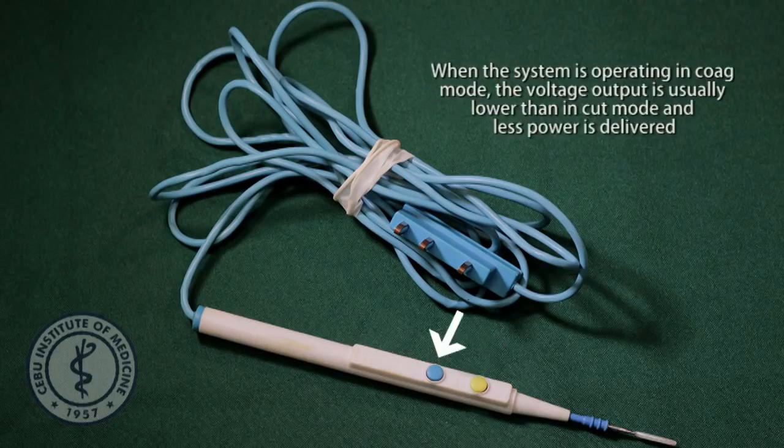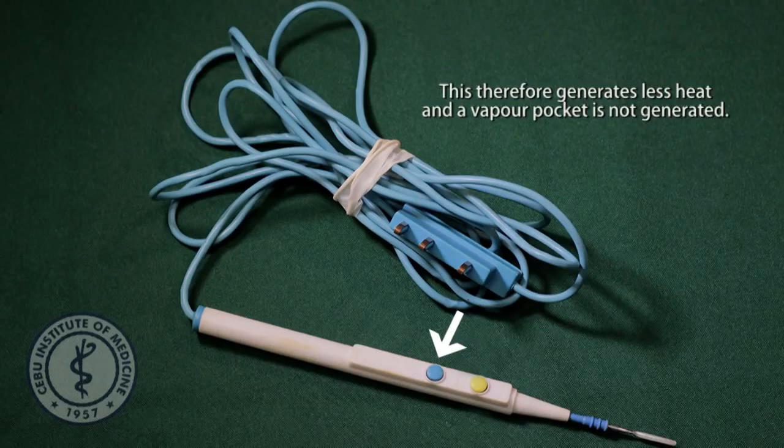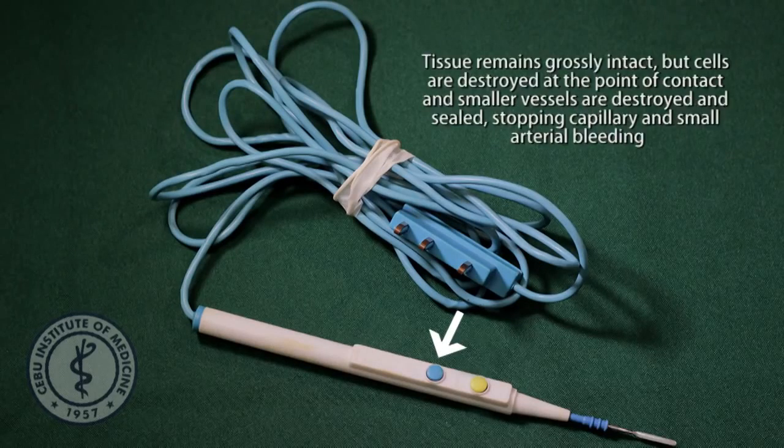Coagulation. When the system is operating in coag mode, the voltage output is usually lower than in cut mode and less power is delivered. This therefore generates less heat and a vapor pocket is not generated. Tissue remains grossly intact, but cells are destroyed at the point of contact, and smaller vessels are destroyed and sealed, stopping capillary and small arterial bleeding.